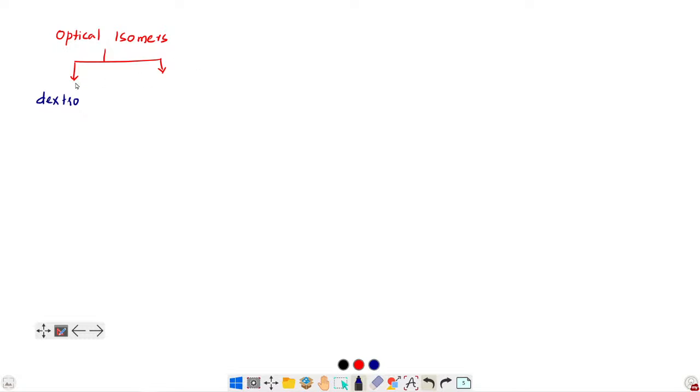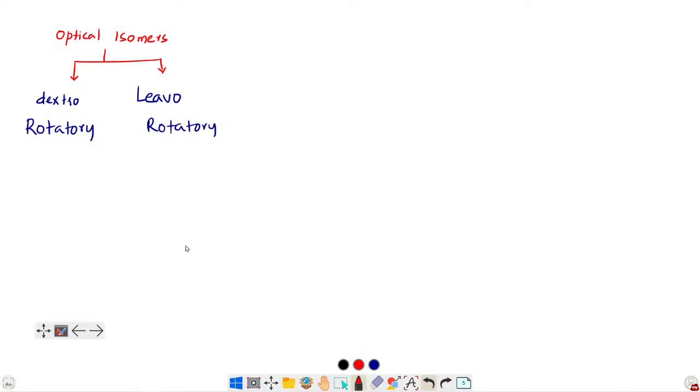Okay, write in big letters. Sure, sure, Lokesh. Dextrorotatory compounds and levorotatory compounds.